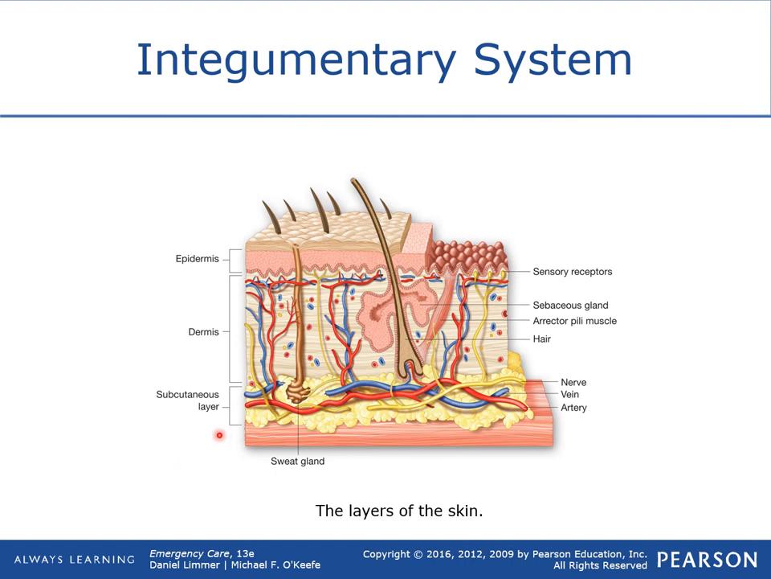So as you can see, you have your three different layers here: your subcutaneous, your dermis, and your epidermis. Your epidermis is the outer layer of skin. That's the skin that we can see and touch. It's mostly dead skin cells.